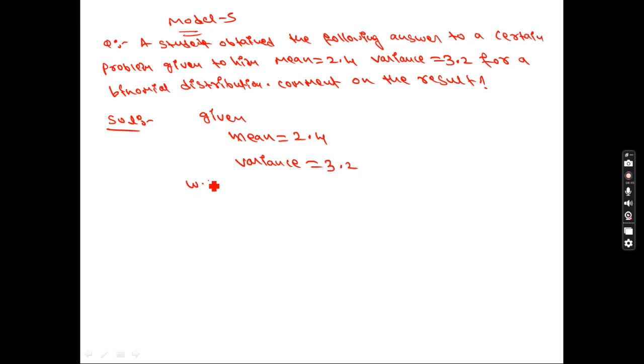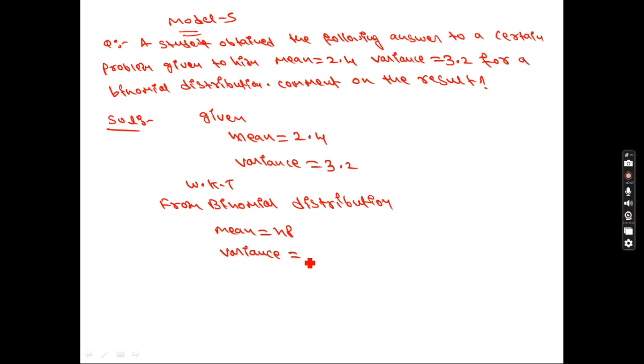So we know that from binomial distribution, the mean of a binomial distribution is what? NP. So mean is equal to NP. And variance is equal to NPQ. These are the formulas you need to remember. As per the problem, NP is nothing but the mean, which is given as 2.4. Variance is nothing but NPQ, which is given as 3.2. So clear now up to here?